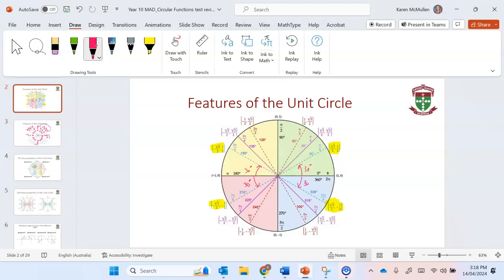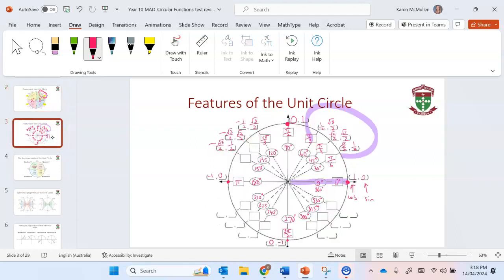It just depends on which quadrant you're in as to whether your x-coordinate or your y-coordinate is positive or negative. Okay, so if you can fill in this part here, you can do the remainder of the unit circle. All right, but these exact values I should say, are the key to your unit circle. If you can recall them, you can work out any other value on your unit circle. All right, so just make sure you can complete that unit circle.